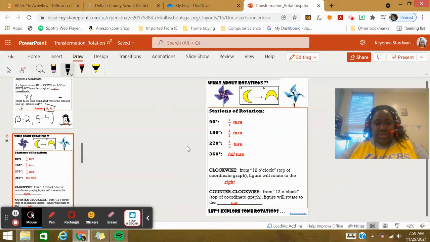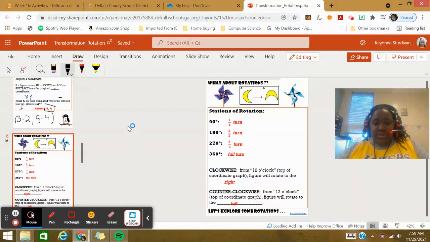All right, so this is how rotations work, guys. You have a 90-degree rotation, which is considered a quarter turn, a 180-degree rotation, which is considered a half turn, a 270-degree rotation, which is 3/4 turn, and then if you do a 360 rotation, it's a full turn, and it'll put you back in the position you started.